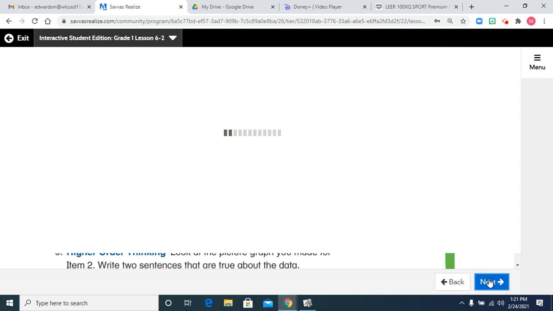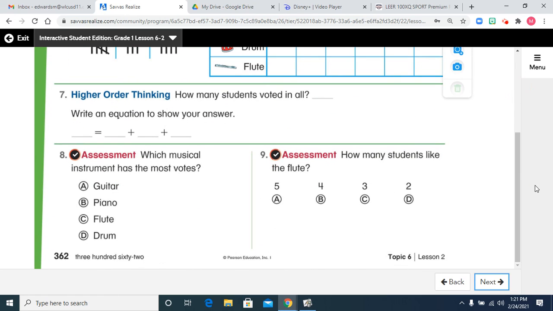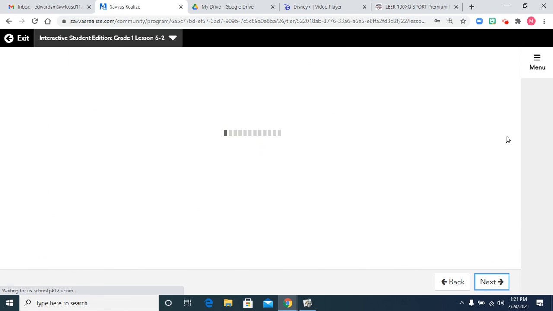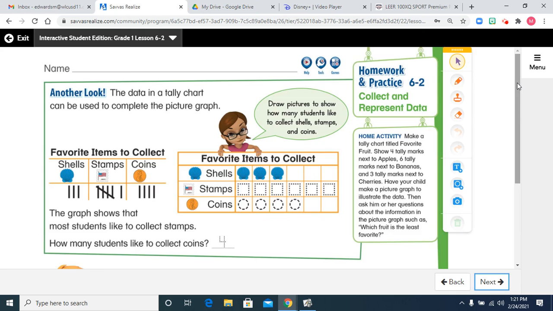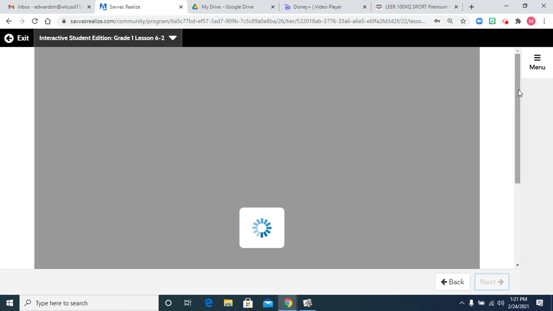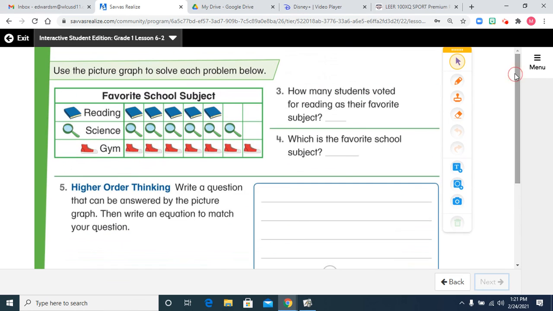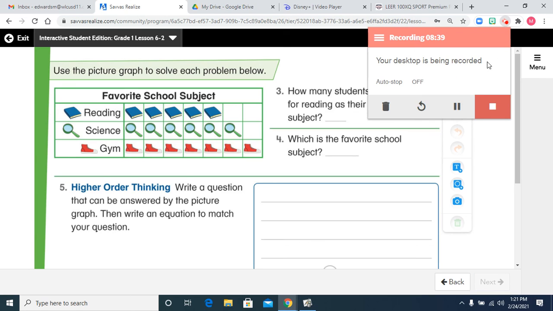If you'd like some extra practice, you can do some problems on the next page, page 362. You can pick a few problems on page 363, and there's also problems on page 364 that you can pick and do. When you're done with your workbook pages, please do the quick check on the Savasa website.